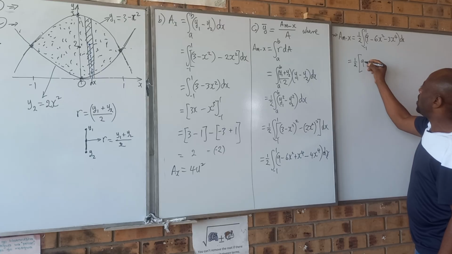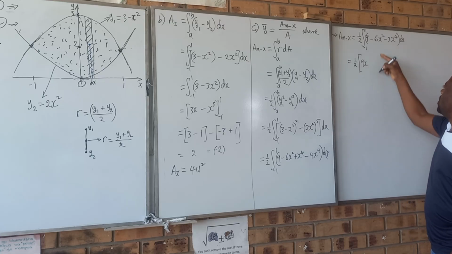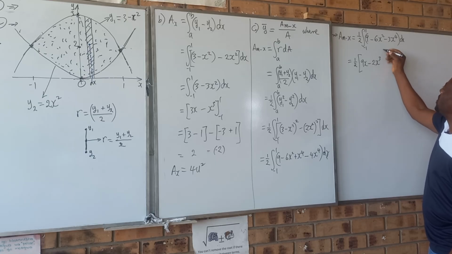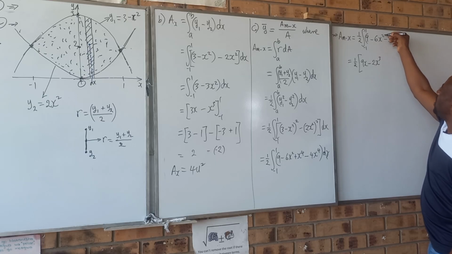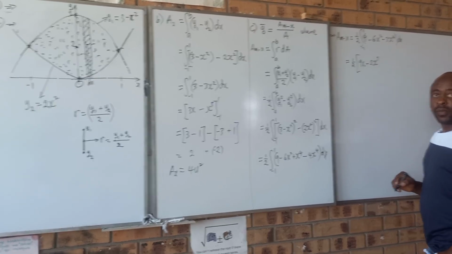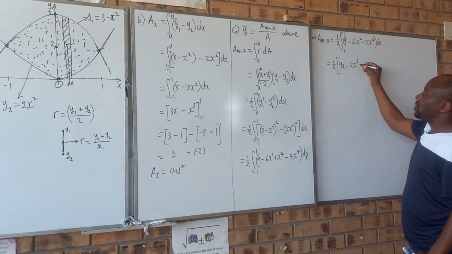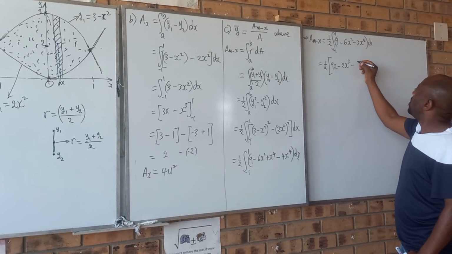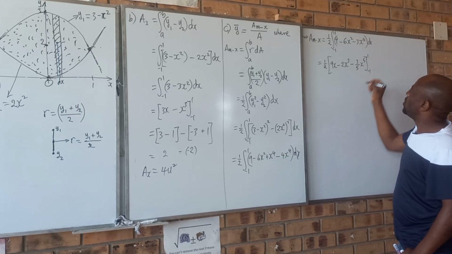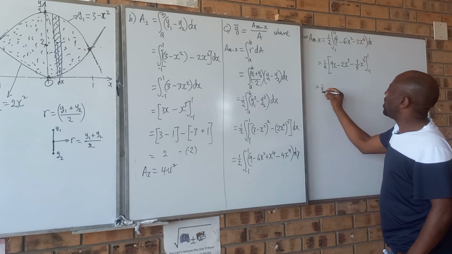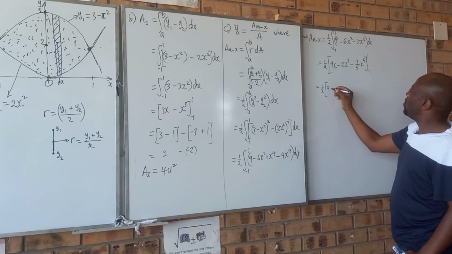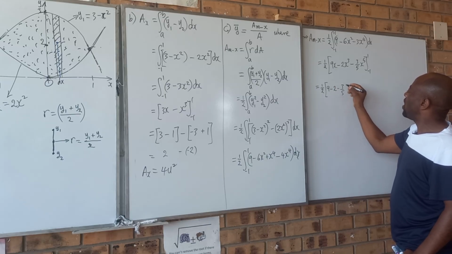If you integrate 9, you get 9x, then followed by 2x cubed, since when you integrate x squared, it gives you x cubed over 3, 6 over 3 is 2. Then, if I integrate the last one, I will get 3 over 5 x to the power 5 from negative 1 to 1. Then I can put my upper limit, which is 1. If you replace everything by 1, you will get 9 minus 2 minus 3 over 5.